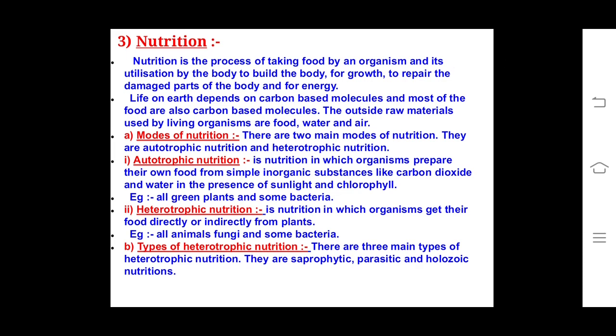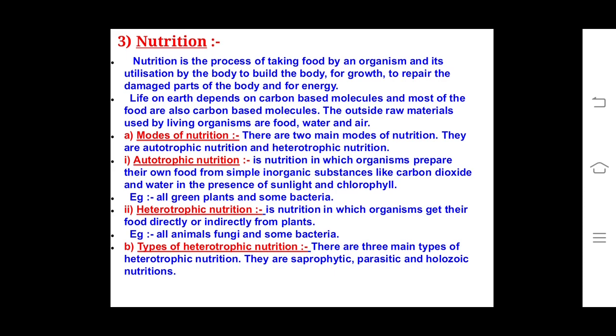The modes of nutrition, the types of nutrition, are how food is taken by organisms. There are two main modes of nutrition, autotrophic and heterotrophic. Autotrophic: auto means self, trophic means nourishing. Autotrophic is the self nourishing type of nutrition.